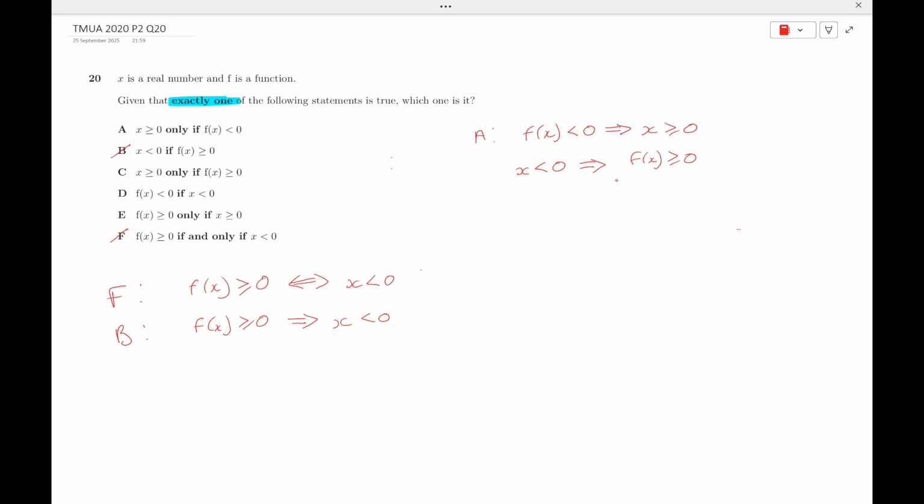Yes, so that's the backwards implication of F. So if F is true, then A is also true. So again, we can write off A there.